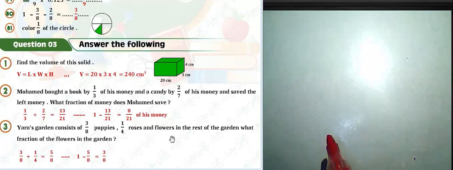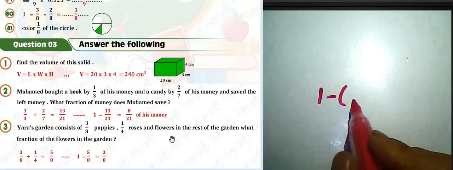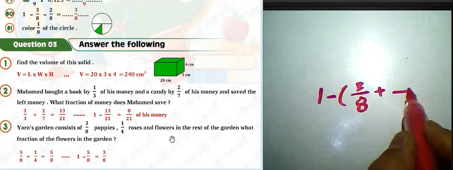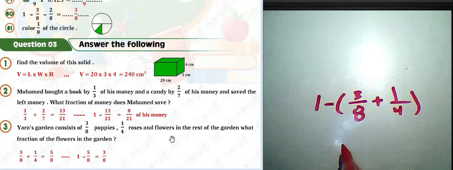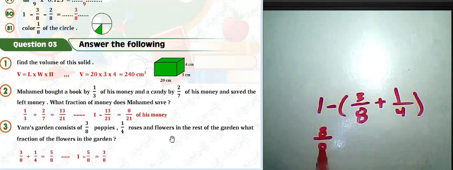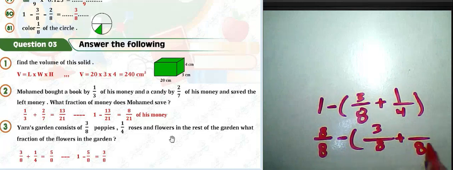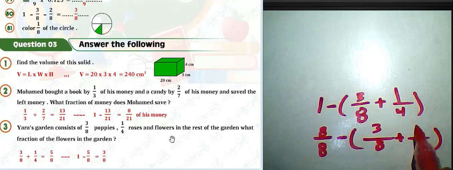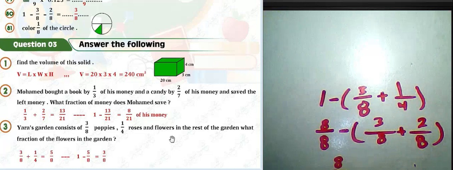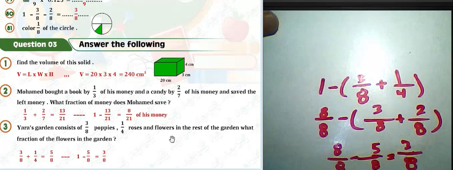The fraction of flowers in the garden will be 1 subtract 3/8 plus 1/4, and then write the least common multiple between them, equal 8. Write 8/8 subtract 3/8 plus, here write 8 in the numerator. 2 times 1 equals 2, and then 3 plus 2 equals 5. 8/8 subtract 5/8. It will be 3/8. The result will be 3/8.